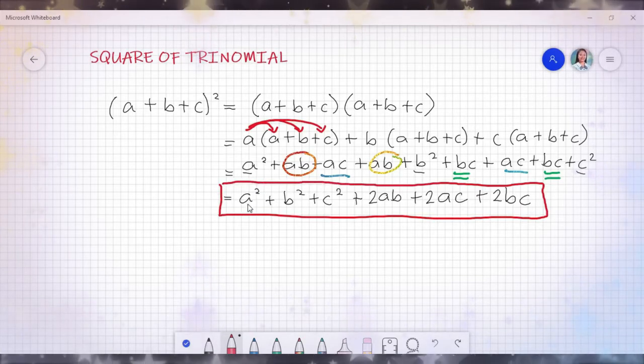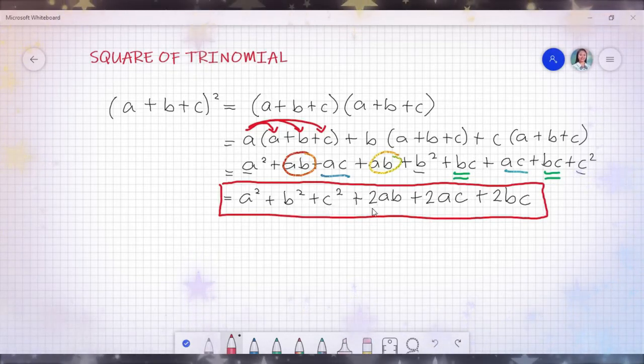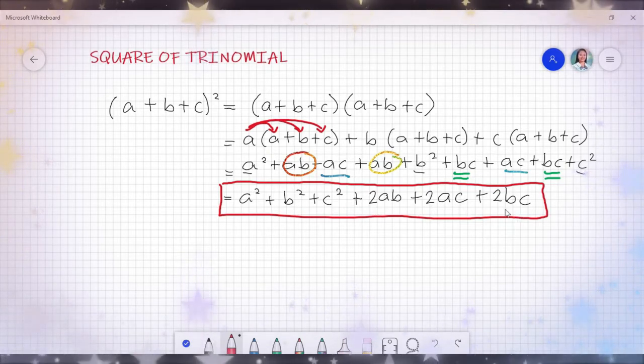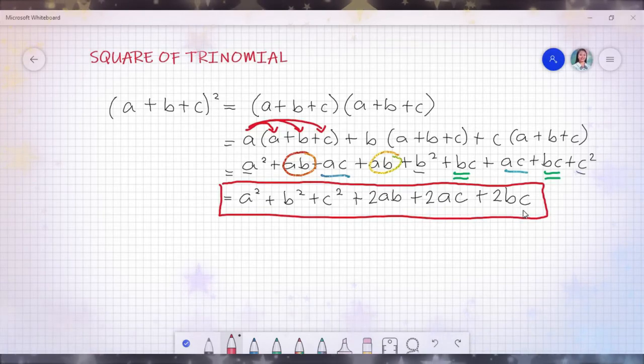It is: square the first term, square the second term, square the third term, twice the product of the first and second term, twice the product of the first and the third term, and twice the product of the second and the third term.